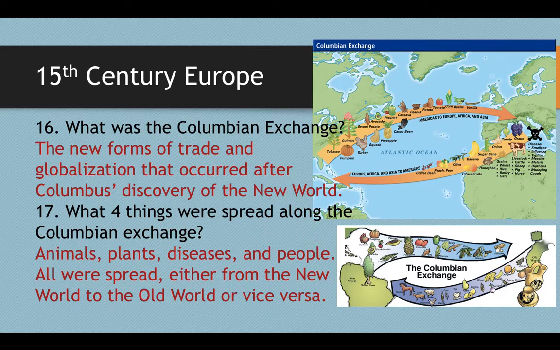All right, so a lot of different things were spread along the Columbian Exchange. You have animals, plants, diseases, and people. Those are the four categories of things that moved from east to west and from west to east along the Columbian Exchange. So this is like the new Silk Road, so to speak. All of them were spread either from the New World to the Old World or vice versa. You have people migrating both ways. You have new plants, new animals migrating both ways, and you also have diseases coming into the New World.